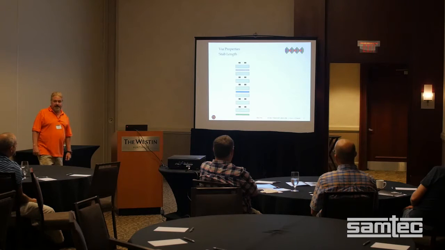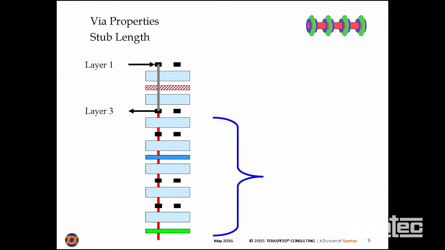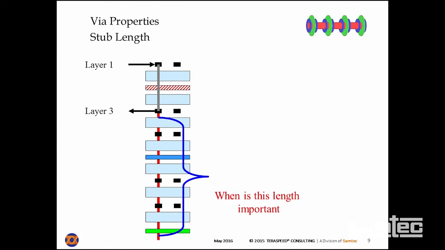Let's talk about stub length. You got a via, it can go down forever. You notice I didn't stop it. And you go in, I'll pick one. You go in layer 1 with a trace, and you want to come out on layer 3. You're routing them both on those layers. Signal goes in, over here and goes out. Where else does it go? Of course, down. Now, if the signal is fast enough or the board is thick enough, then that can cause a stub.